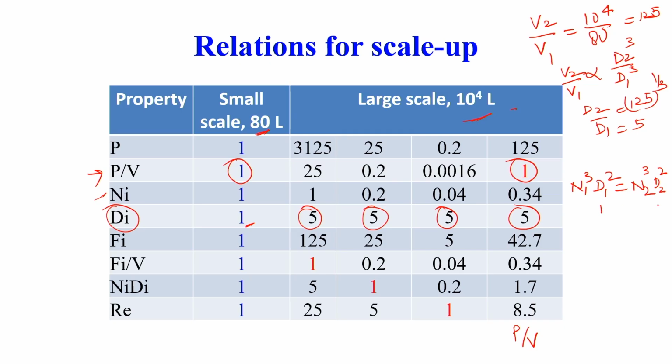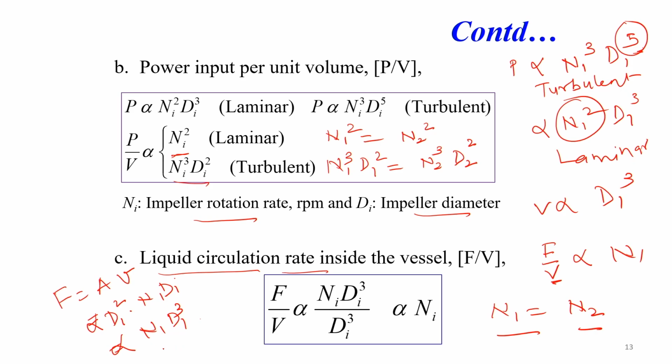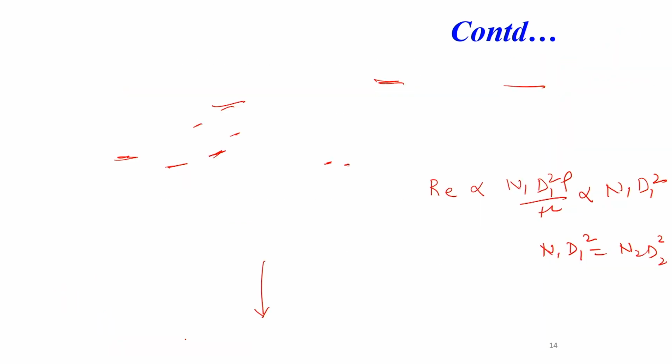So, D1 is 1, D2 is 5, N1 we are assuming 1, we will get the value of N2 as 0.34. Now, once this Di and Ni is known, we can calculate the other parameters. For example, what will be the P? P will be proportional to Ni cube Di 5, and it will be coming out to be 125. Similarly, the F, we have already discussed, F will be Ni Di cube.